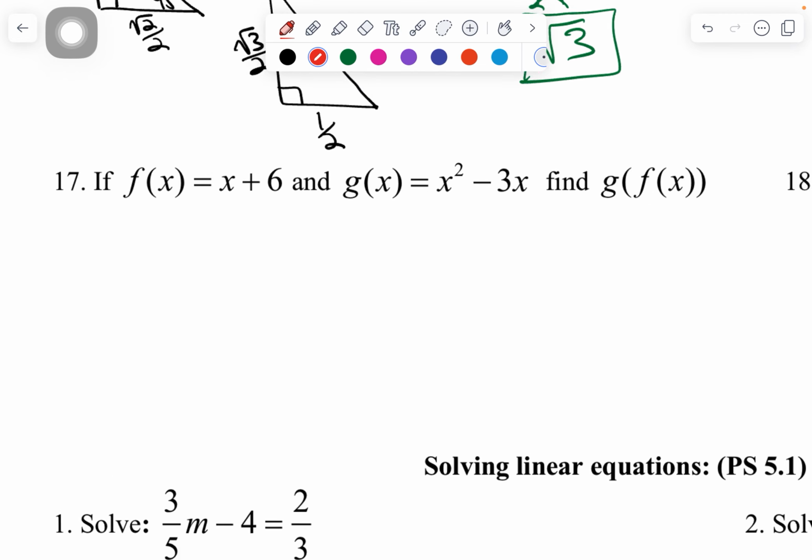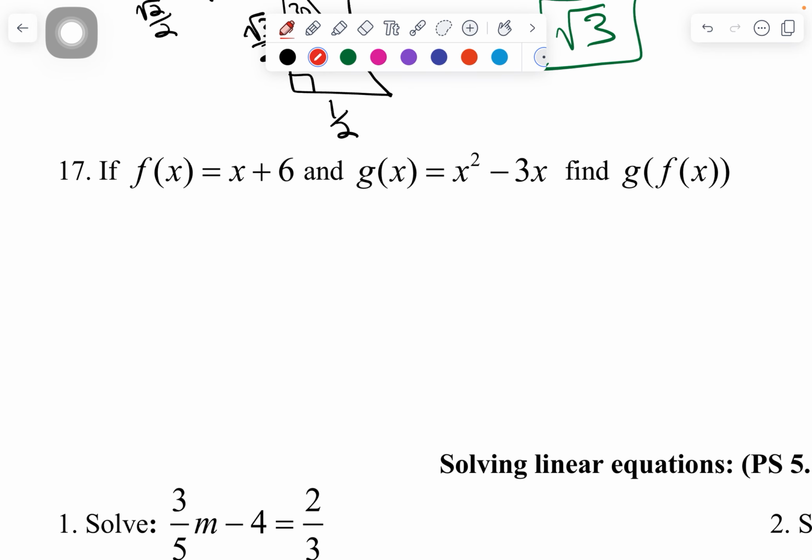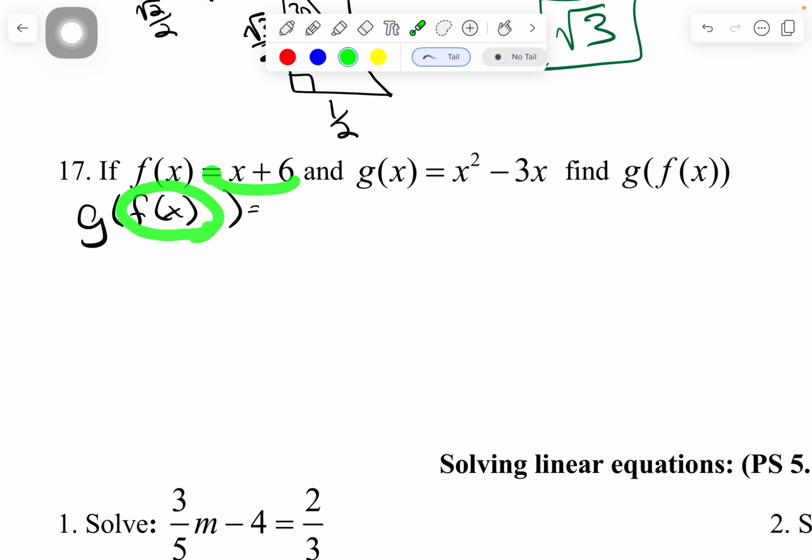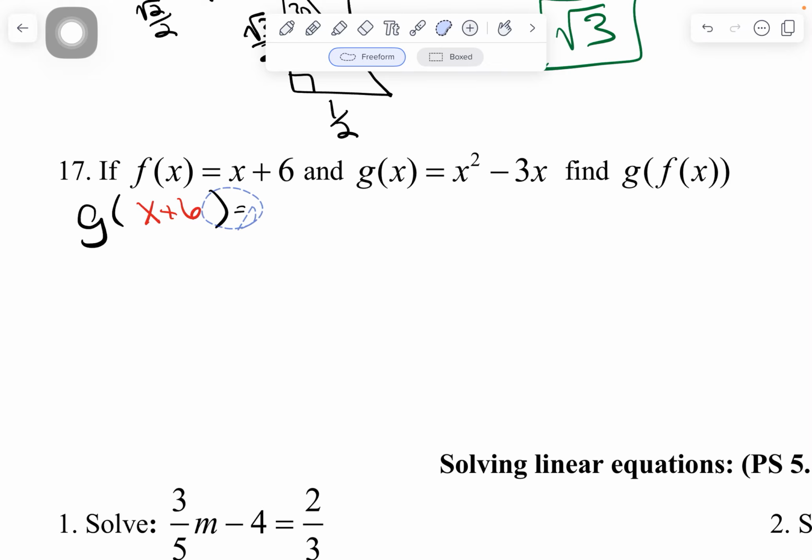All right, number 17. If f of x is equal to this and g of x is equal to this, find g of f of x. All right, so g of f of x. Here's the thing. f of x is equal to x plus 6. So instead of writing f of x here, I'm going to erase that and put in its place x plus 6.